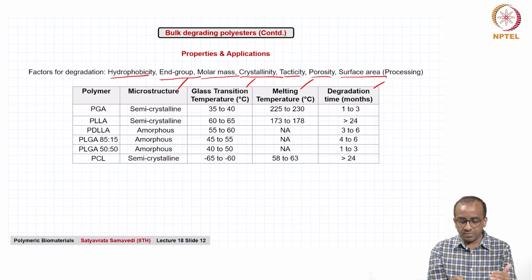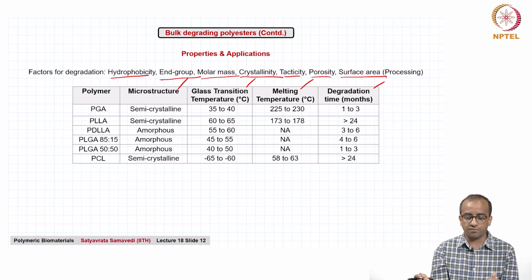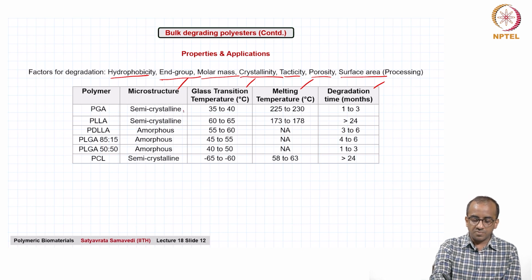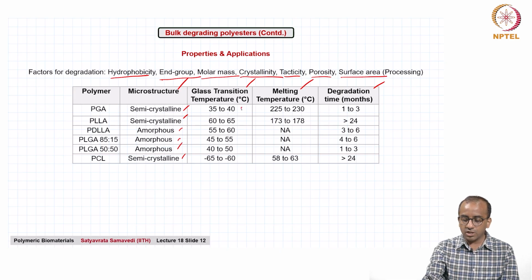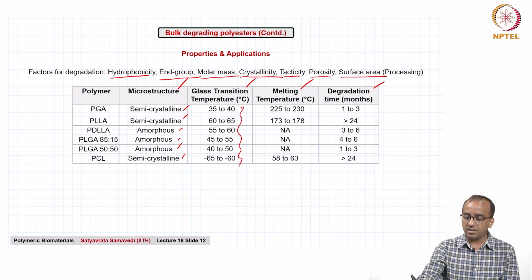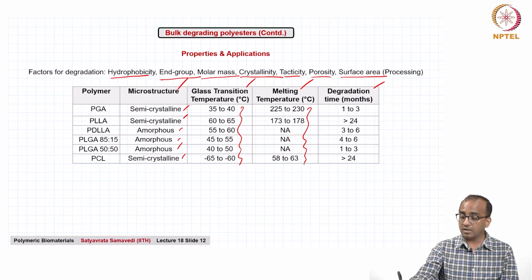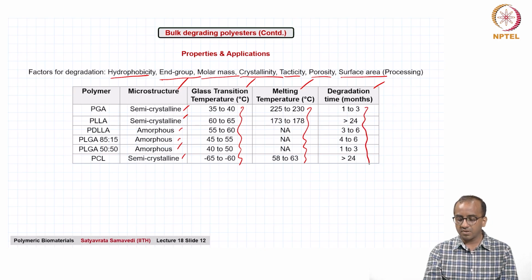Now, I have simply listed out some 5-6 polymers here, and you see even within these 5-6 the extremely wide variety of properties you can achieve, going from semi-crystalline polymers to completely amorphous polymers, and you get a range of glass transition temperatures and a range of melting temperatures and a range of degradation time periods. And note that properties like glass transition to a larger extent and melting temperature to a lesser extent are given as ranges because they depend on many other factors.